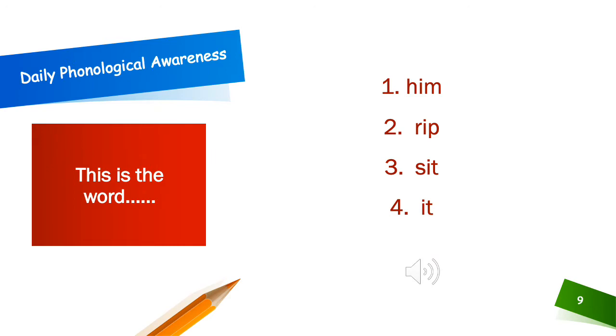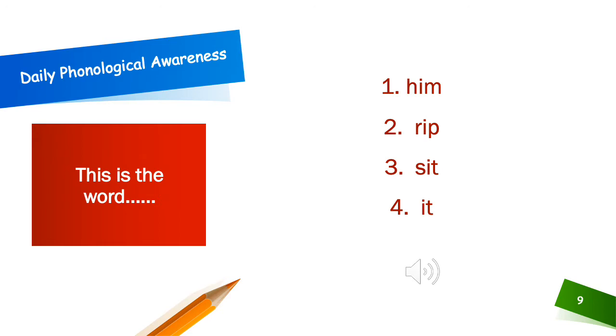Now let's figure out what these words are. Let's start with number 1. We're going to tap out or blend the sounds. So the H makes the h sound. The I makes the I sound. The M makes the m sound. So h, I, m. What do you think the word is? If you said him, you are correct.